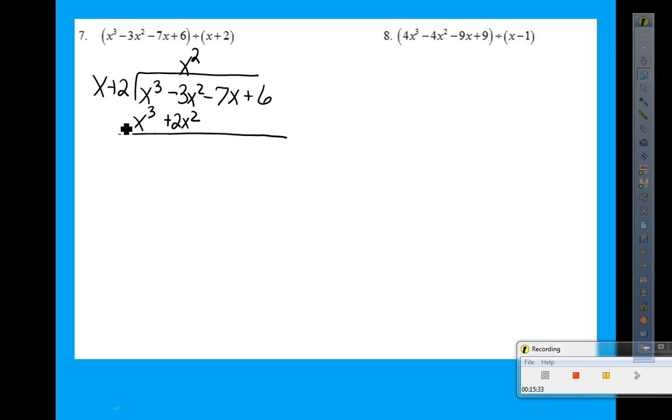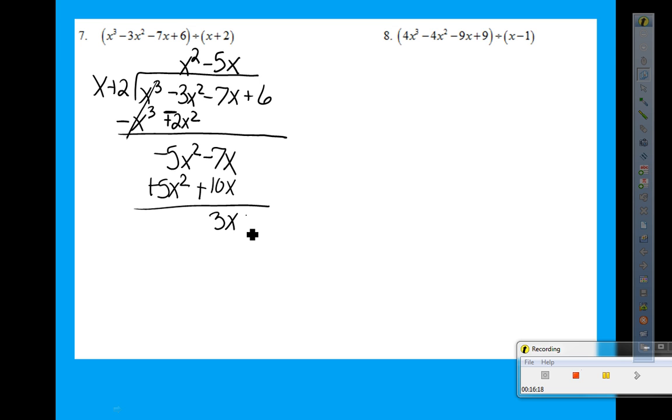I'm not going to subtract these, I'm going to add them. So I'm going to change that to a negative and that to a negative. So these cancel out. I got negative 3 and negative 2 make negative 5x squared minus 7x. Now we're saying x times something is negative 5x squared. That something is negative 5x. Negative 5x times x is negative 5x squared. Negative 5x times 2 is negative 10x. Change your signs, add, and get 3x plus 6.